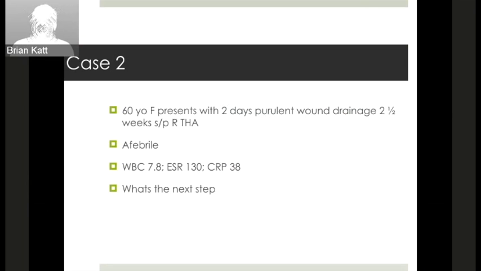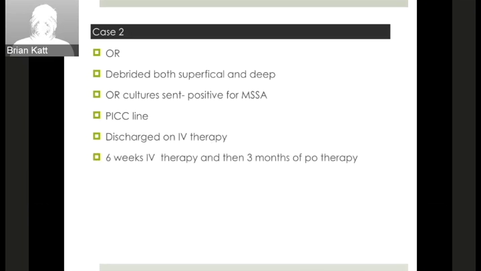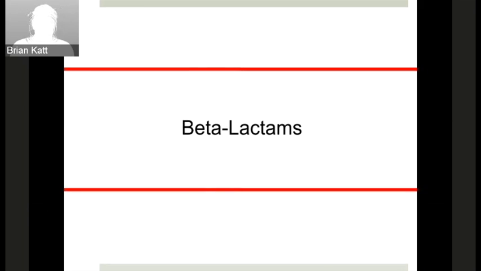So, a 60-year-old female presents with purulent wound drainage for 2.5 weeks. She's afebrile. ESR and CRP are elevated. What's the next step? Yeah, so aspirate, and probably eventually needs to go to the OR. She gets debrided. Her cultures are positive for MSSA. Gets a PICC line. Gets discharged on IV therapy. Usually about 6 weeks of IV therapy, followed by 3 months of oral therapy.